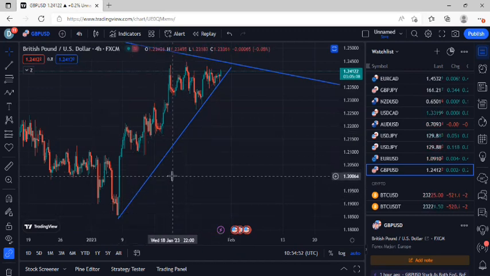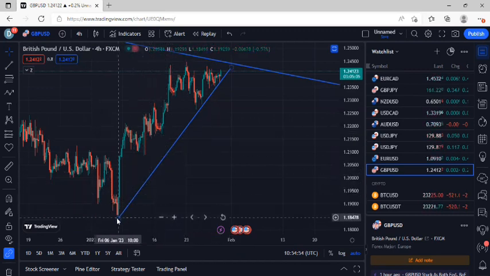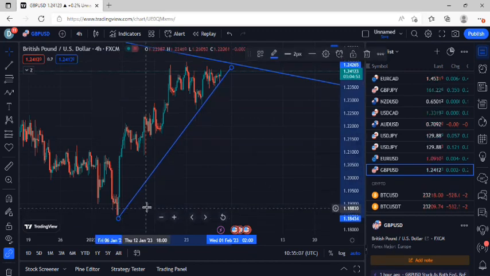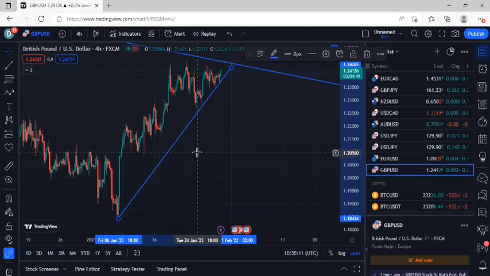Now, how do you properly draw a trend line? You pick the wick of the candle. The wick, not the body. If you pick the body like this, you are wrong. You need to pick the wick. That's how to properly draw a trend line.